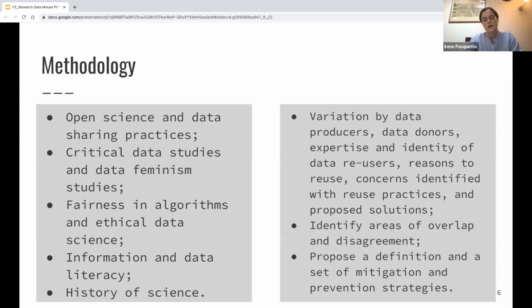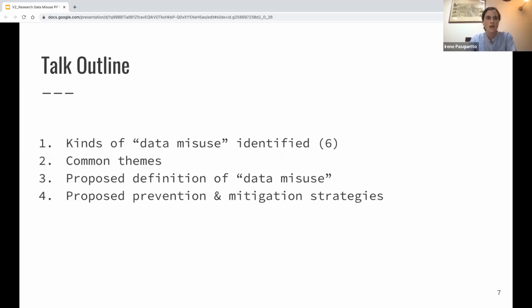And across all these fields, we looked at how instances and definitions of misuse varied by data producers, data donors, expertise and identity of data reusers, reasons to reuse, concerns identified with reuse practices, and proposed solutions. And then we showed how these different domains describe and define data misuse and identify areas of overlap and disagreement. And now we are proposing a definition of data misuse and a proposed set of mitigation and prevention strategies. So what I'm going to do next is present the 6 different types of data misuse that we identified. I will briefly talk about the common themes that we see emerging in the literature, and then I will present the draft definition and draft strategy for prevention and mitigation.